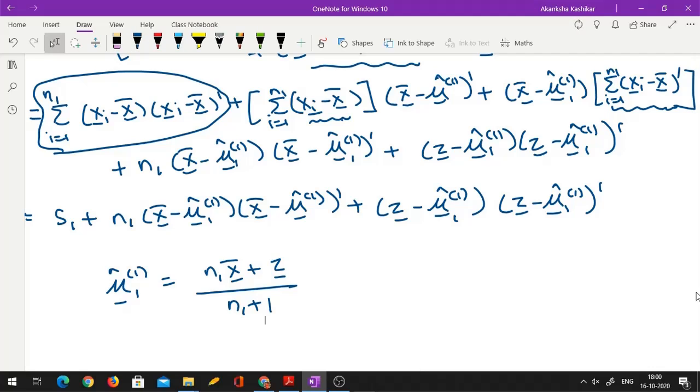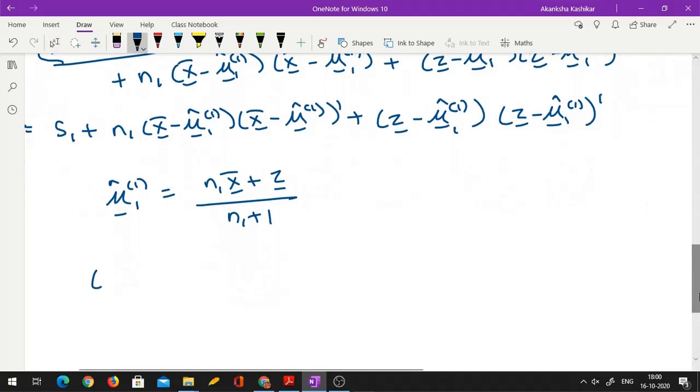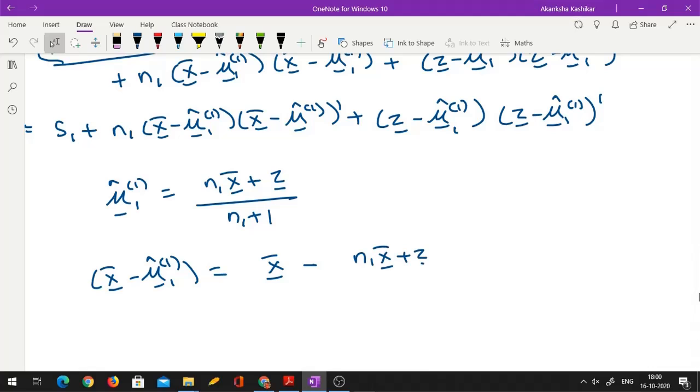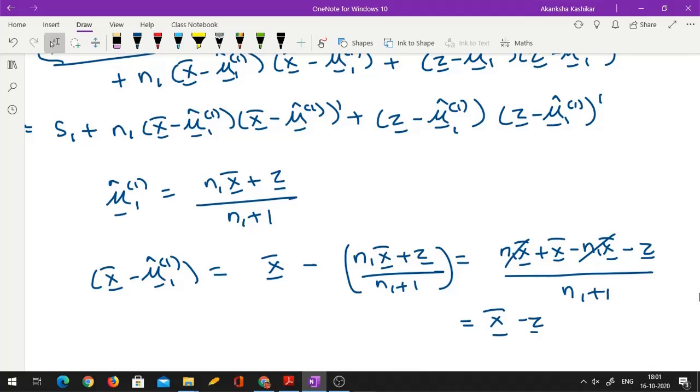So what would the CSSP matrix for the first population become? It would have contribution from both the exercise x bar and z. The sample mean has changed. It is not x bar, it is mu1 hat, which is n1 x bar plus z upon n1 plus 1. So I am left with xi minus mu1 hat, where part of x bar comes from the exercise and part comes from z.